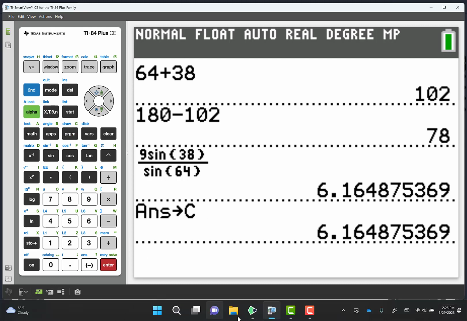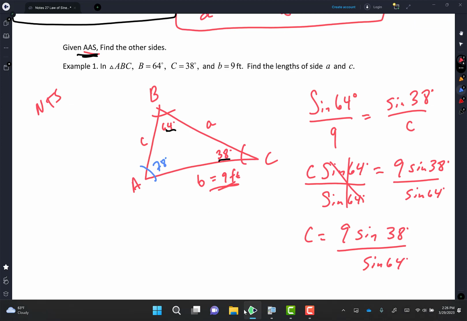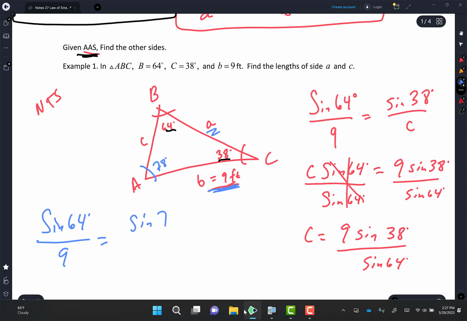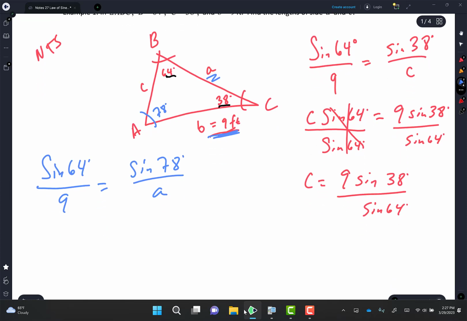Check this out, guys. This is so awesome. Now I'm going to solve for A. I'm going to change my colors and use a different color to get letter A. So check this out. I can do the same thing. I'm going to use this one again because I want it to be a perfect integer. So I'm going to write sine 64 degrees over 9 equals sine 78 degrees over little a. Now let's see if we can do this in one step. Little a is equal to 9 sine 78 degrees divided by sine 64 degrees.